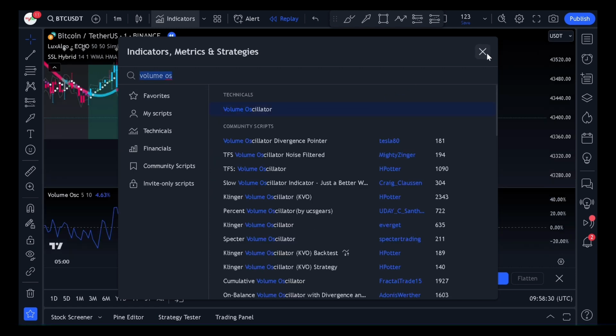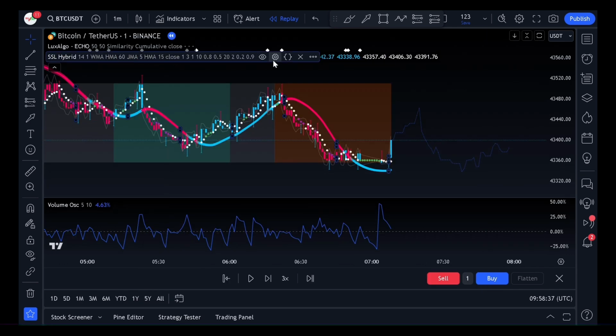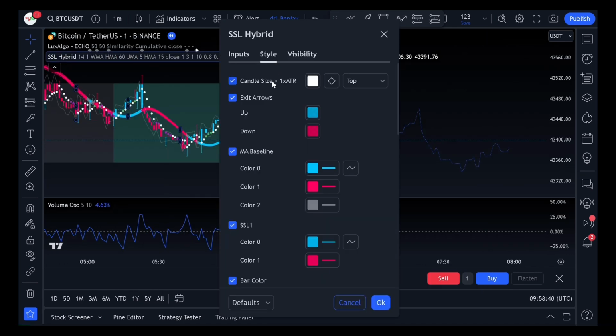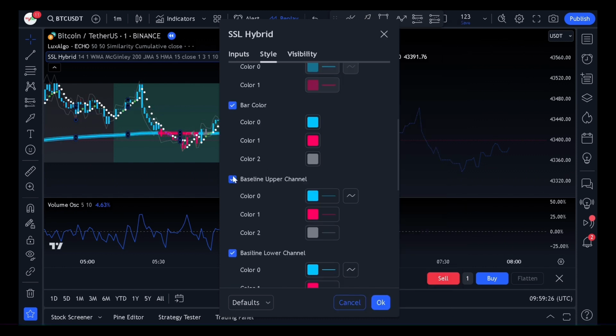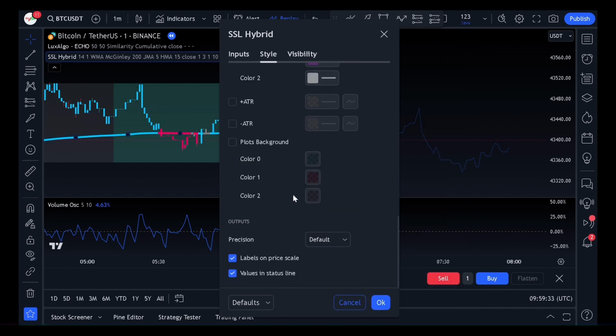Now let's change the settings for SSL Hybrid. You're going to click here and on the Inputs tab, change the baseline type to McGinley, and then change the baseline length to 200. Then on the Style tab, we will be unchecking everything except for the EMA baseline and the bar color, and then click OK.